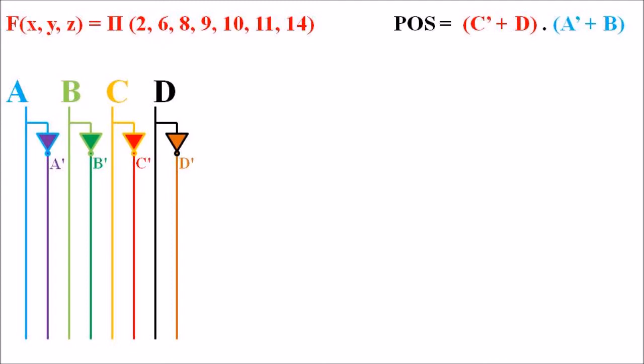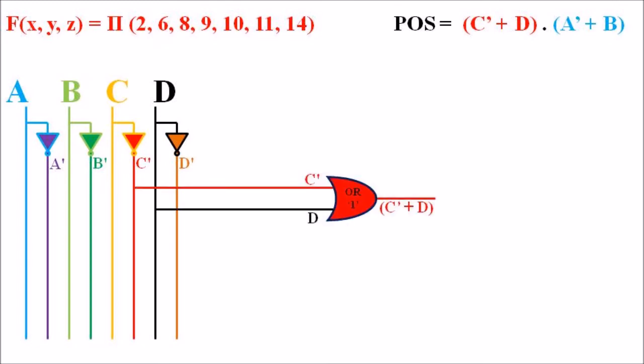The first term of POS is C bar plus D and the second term is A bar plus B. While analyzing the first term, C bar plus D, the implementation of this term can be done by inputting C bar as well as D into an OR gate, and the output of this OR gate will result in C bar plus D. So we are introducing our first OR gate. The input of the OR gate is C bar in one terminal and D in the second terminal. So the output of the OR gate will be C bar plus D. C bar is represented in red color and D is represented in black color.